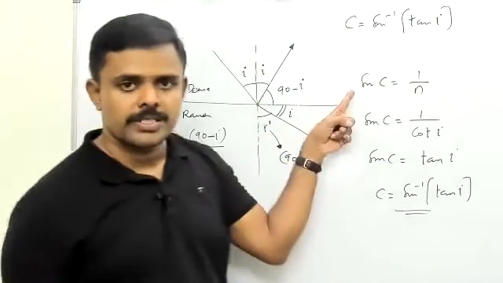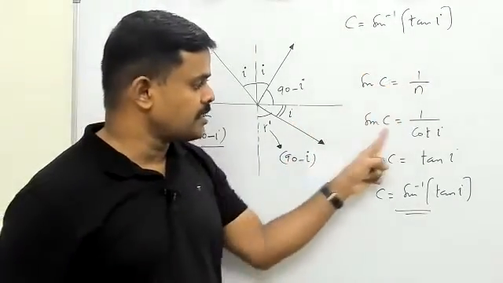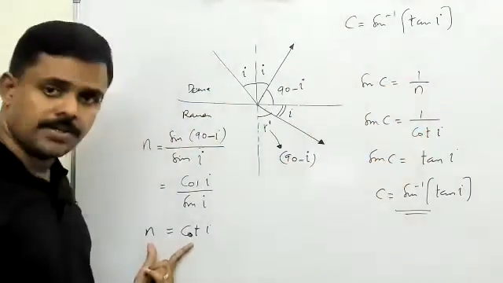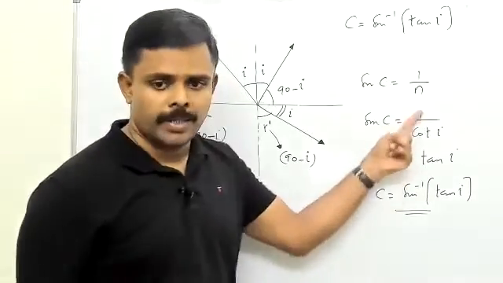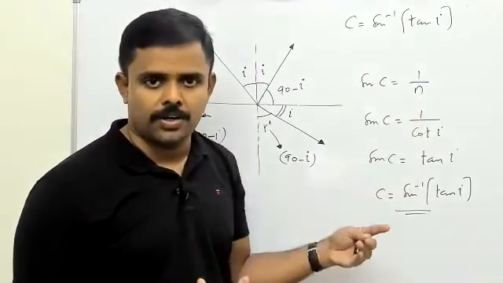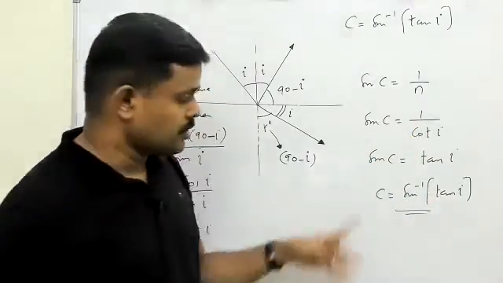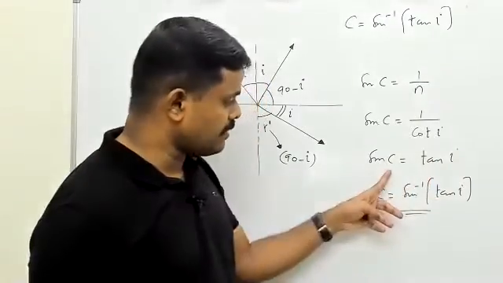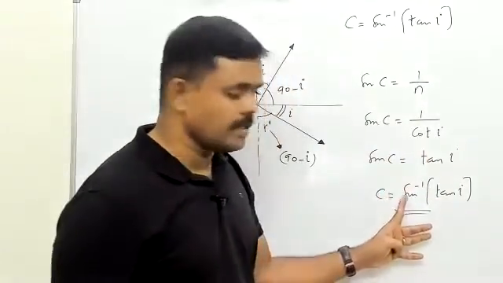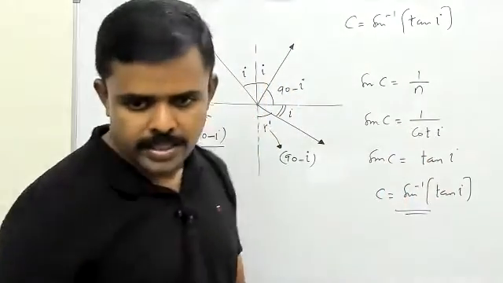Let's go back to this equation. Sin C is equal to 1 by n, so sin C is equal to 1 by cot I. 1 by cot is tan, the cofunction of cot. So sin C is equal to tan I. C will be, this goes to the right side, sine inverse tan I. Did you understand now?